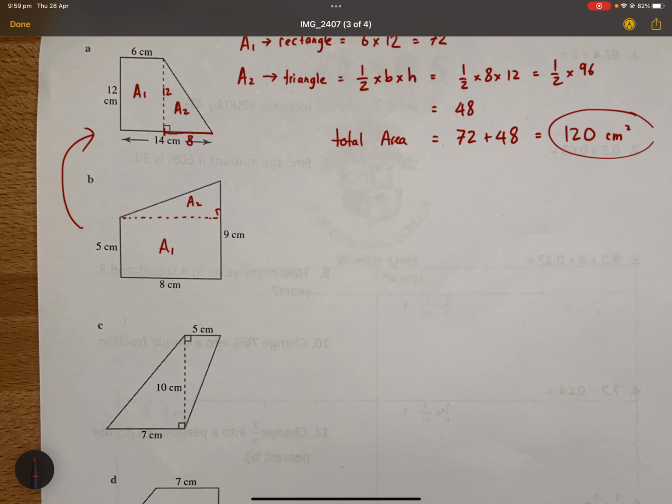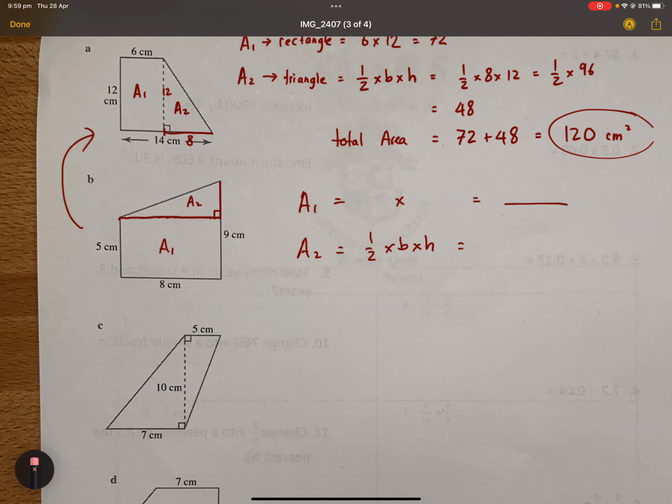Find the area of the rectangle A1. What times what equals what? Area A2. A2 is a triangle, so we need to do a half times base times height. What's the base? Well, let's find out where it's perpendicular. Which two lines are perpendicular? You've got this line here and this line here. These are perpendicular, they meet at 90 degrees. So therefore, these two can be base and height.